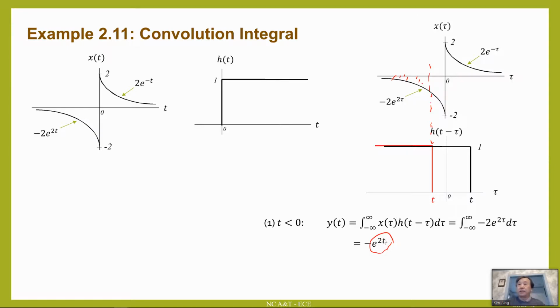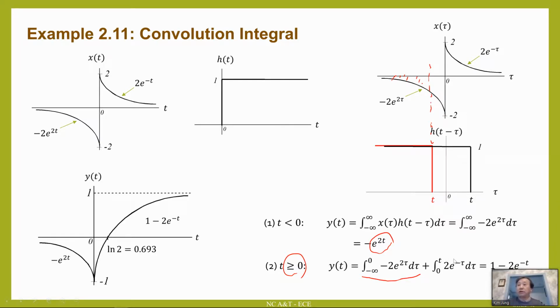The second case is the black one, where t is over 0. Then the left side is completely overlapped, from minus infinity to 0 here. And then the right side sequence, 2 times e to the minus tau, overlaps from 0 to t. So 0 to t, two functions combined together. If you take the integration, the integration result is that one.